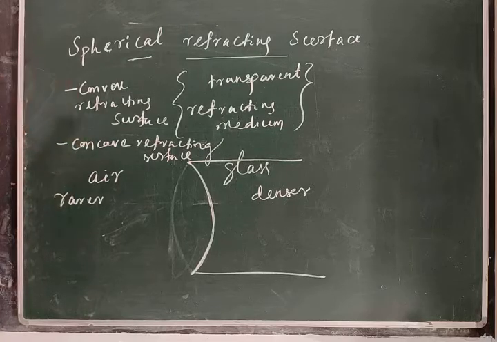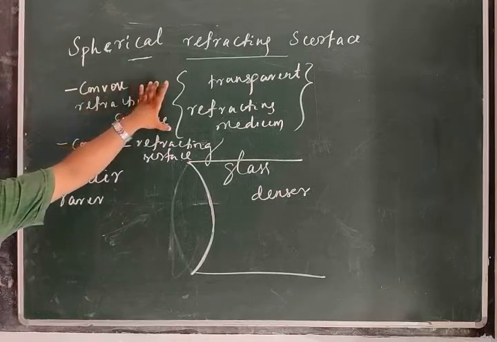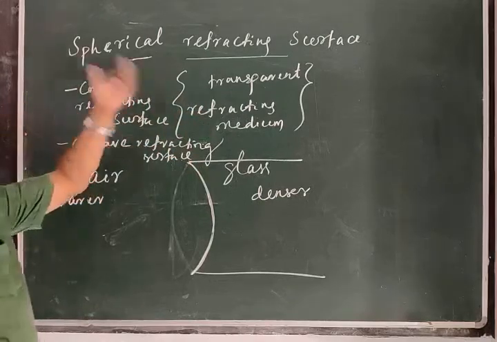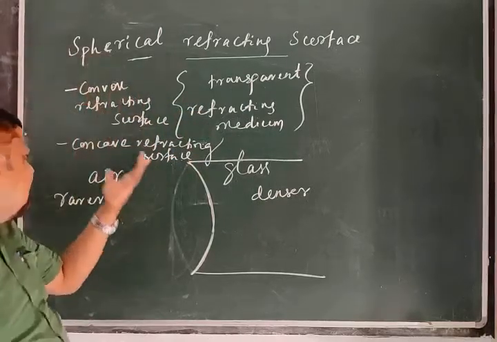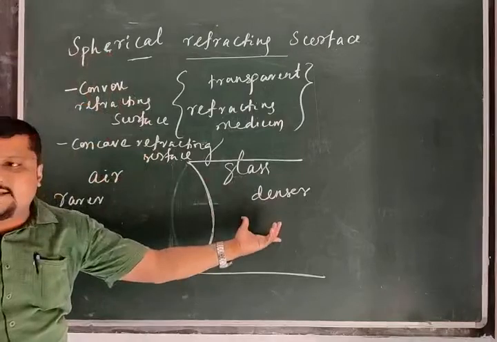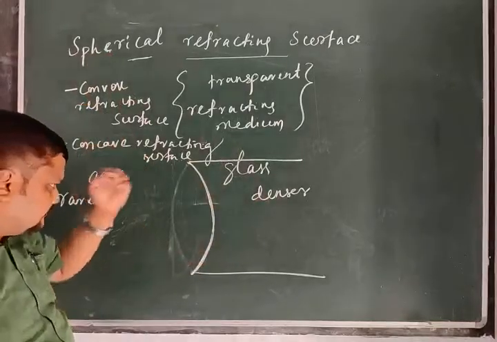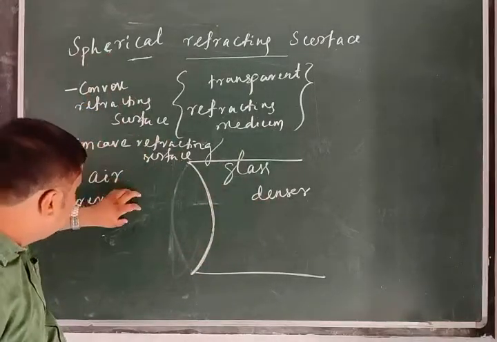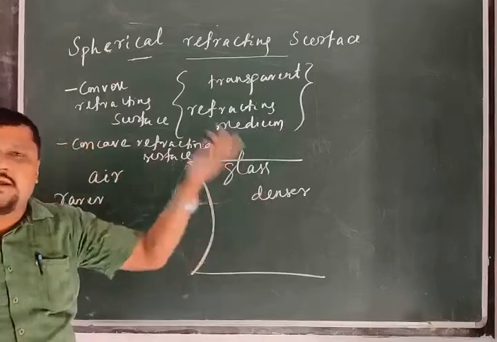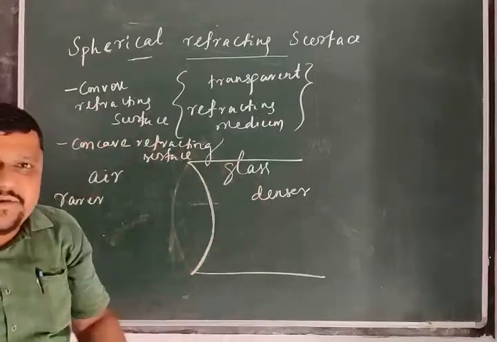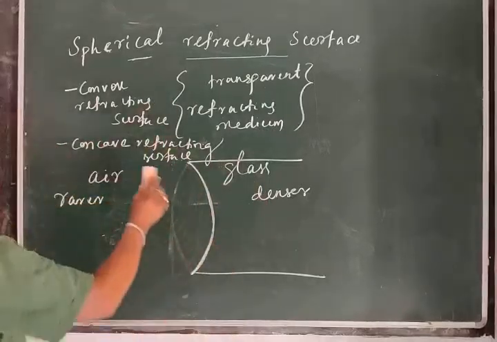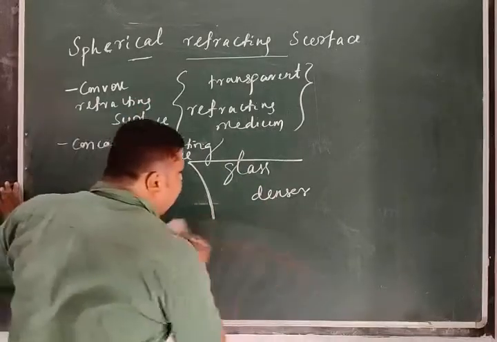Then again we will discuss the convex refracting surface: how the image is formed and where the object is placed. The object may be in the rarer or the denser medium, and likewise for the concave surface. The image may be real or virtual. There are 6 cases. We will discuss them one by one.